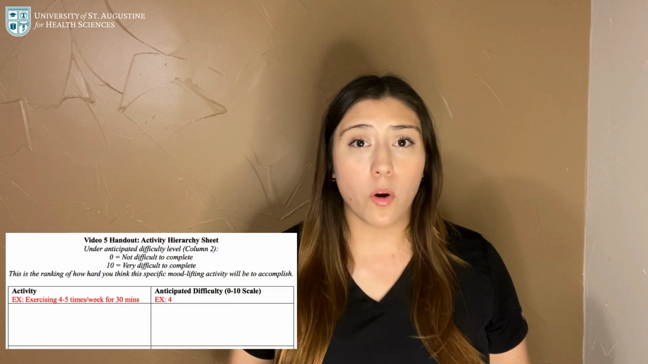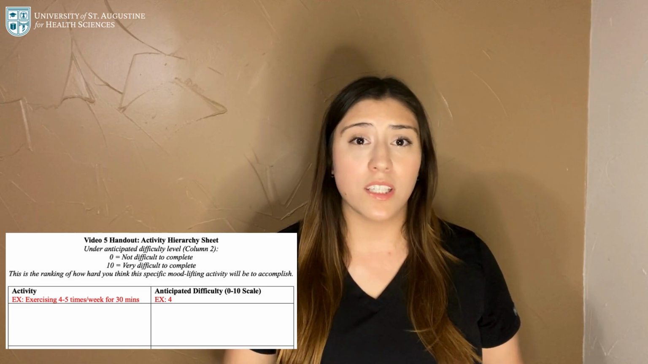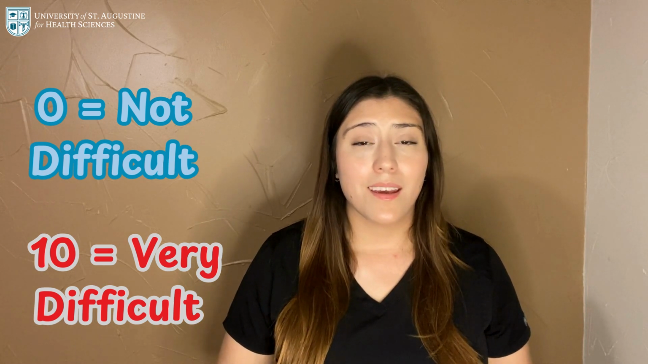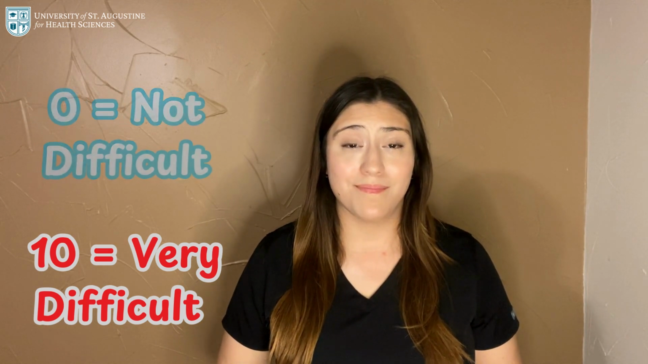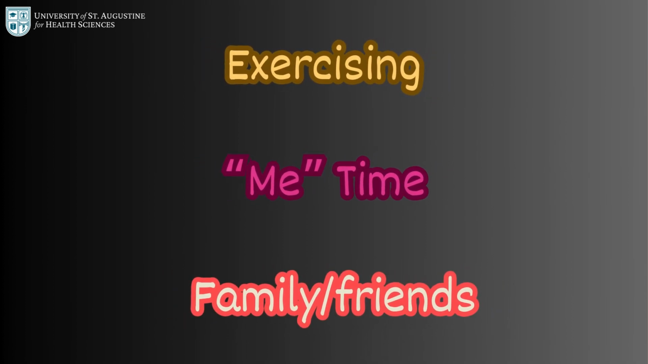Whether you use the template or you wrote down your own list, now we will rank the activities by difficulty level to accomplish. 0 is not difficult to complete, and 10 being very difficult to complete. For example, from my activities list, I included exercising, intentional quiet time, and planning more time with my family and friends. These rankings that I give you for exercising, intentional quiet time, and planning time with family and friends will be how difficult I think these activities will be to complete.